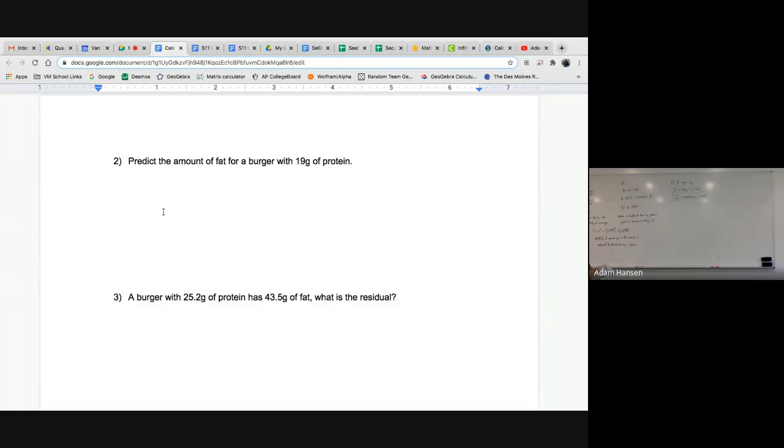Grab a calculator. Find the prediction of the amount of fat for a sandwich with 19 grams of protein. And then what's the residual difference for a burger that has 43.5 grams of fat when it has 25.2 grams of protein?